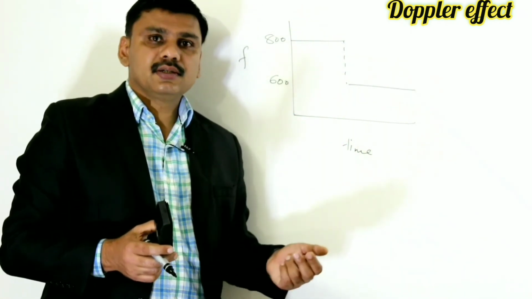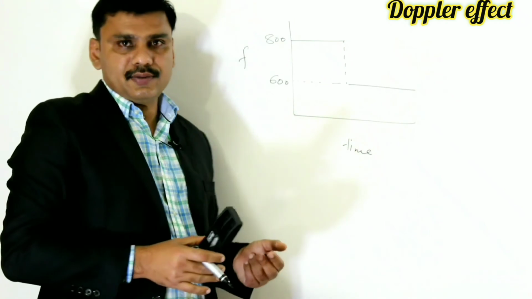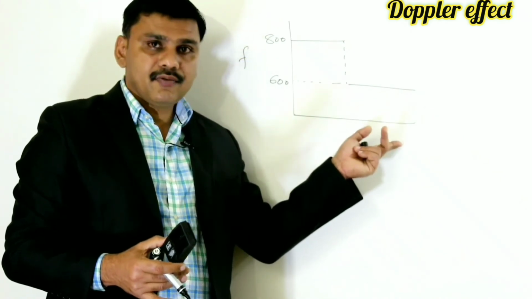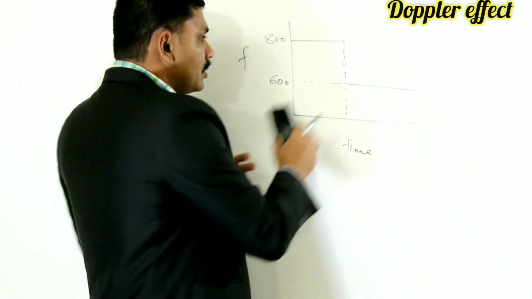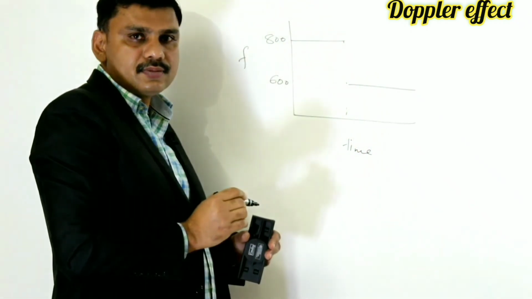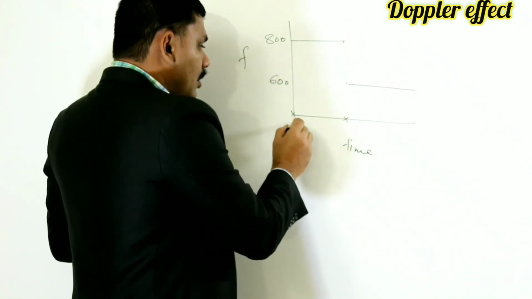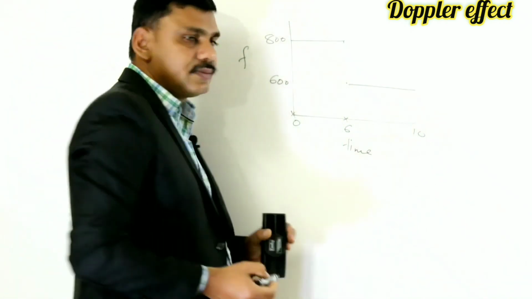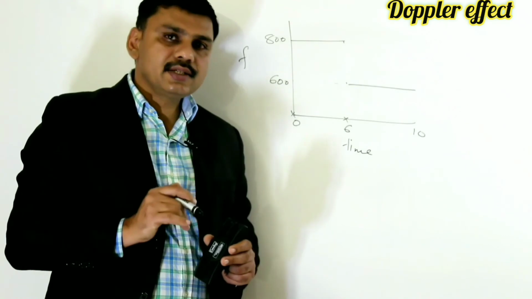After a time, what has happened? The frequency has changed. Did you see that the frequency has changed from 800 to 600? What is the reason? Because there is a relative motion. As time changed, the frequency changed. So here it was 800, from this time to this time. For example, 0 to 6, it was 800. Then 6 to, for example, 10, the frequency is 600. So what has happened? Why has the frequency changed?